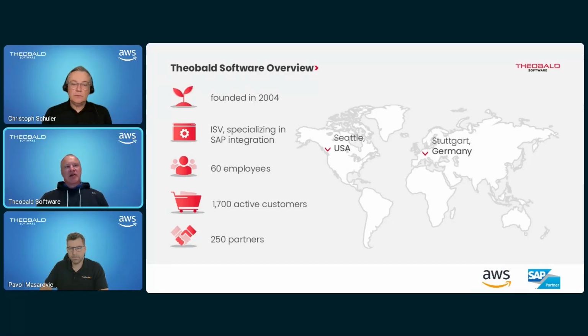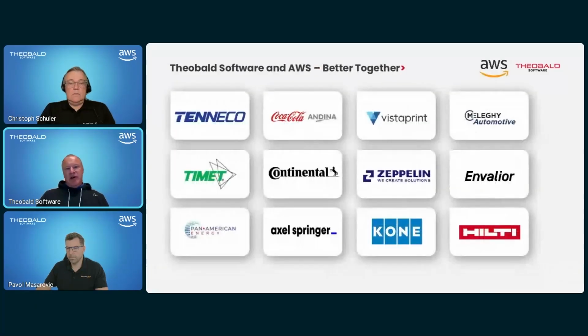We have about eight folks in Seattle managing our US business. We have about 1,700 active customers, closer to 1,800 probably now. And we have about 250 partners of various types that we work with, including AWS, obviously. We are an ISV Accelerate or ISV A partner with AWS. We are also a partner of SAP. We are in the SAP Partner Program. I should also mention that our foundational technology, which underpins all of our solutions, is SAP certified. That's a little bit about Theobald Software.